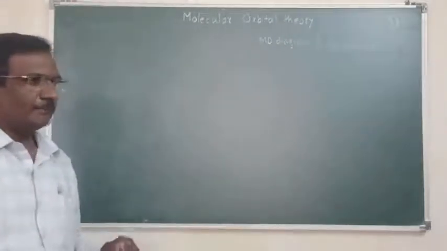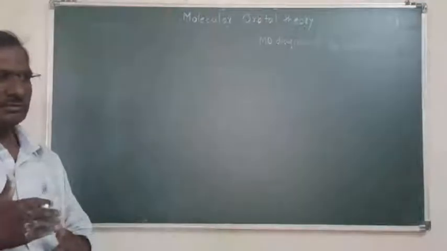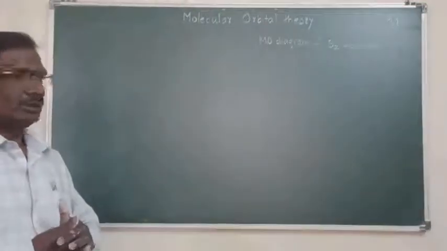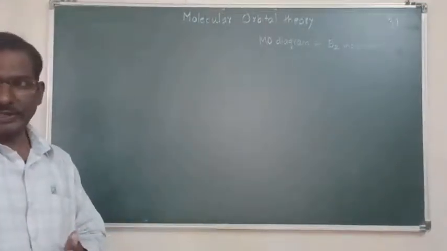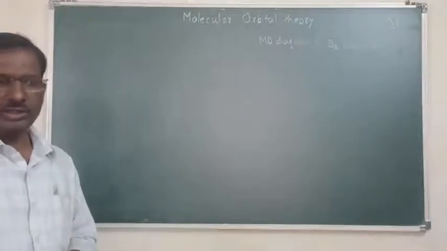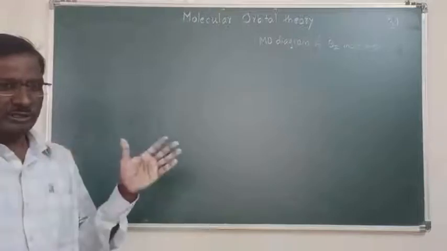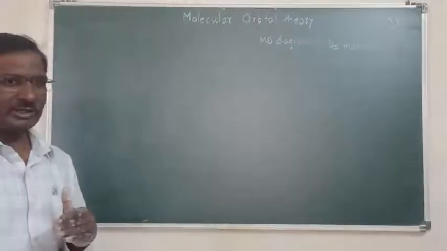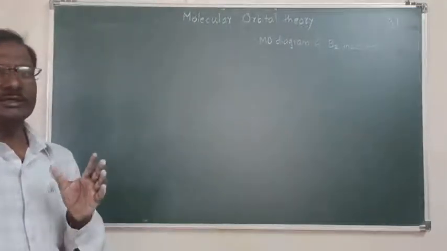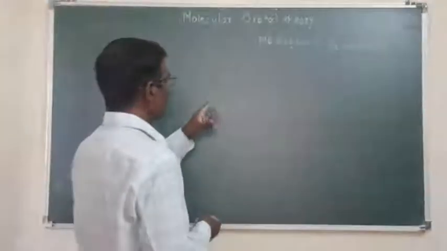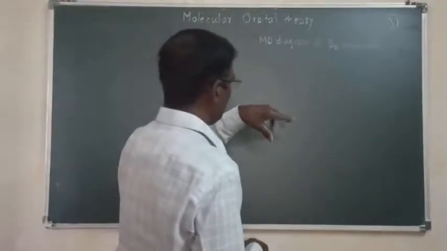You must remember that if the bond order increases, stability of the molecule increases as well as bond dissociation energy increases and bond length decreases. As bond order increases, bond dissociation energy increases but bond length decreases. Therefore, first point is the MO diagram of B2 molecule.